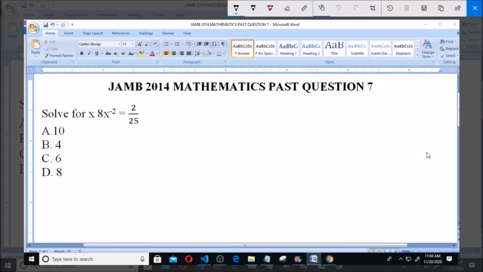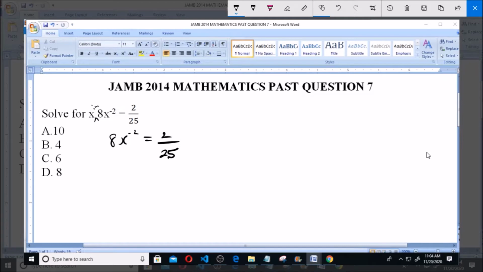I'll be answering JAMB 2014 Mathematics Past Question 7. Solve for x in 8x raised to the power of minus 2 is equal to 2 over 25. So we have to find x.